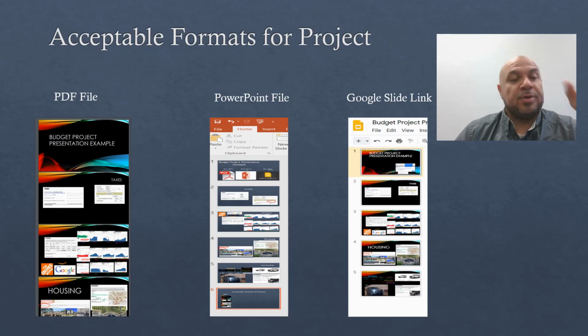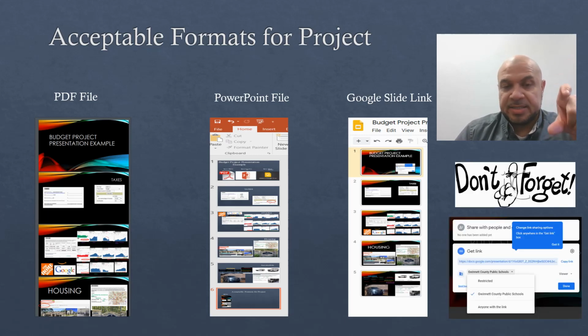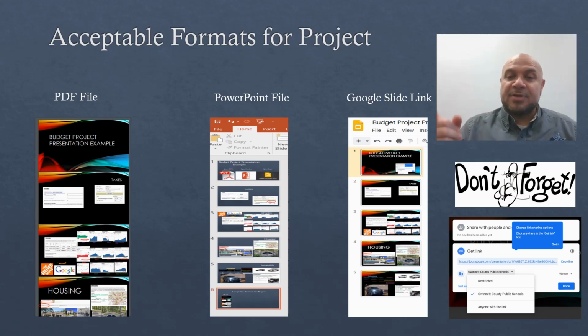So what you can do if you prefer Google Slides, you can do it in Google Slides, but make sure you do not forget to go in and change the settings to anyone, so that anyone with that particular link can view that file. Because if you do not do that, I will not be able to see it. And you'll say, Mr. DeWitt, I sent it in, I submitted it, I did it. Well, I couldn't see it. Remember, you have to go back and change the settings so I can see the link. So I would probably do it in PDF or PowerPoint. PowerPoint is probably the easiest to do, but that's just me.